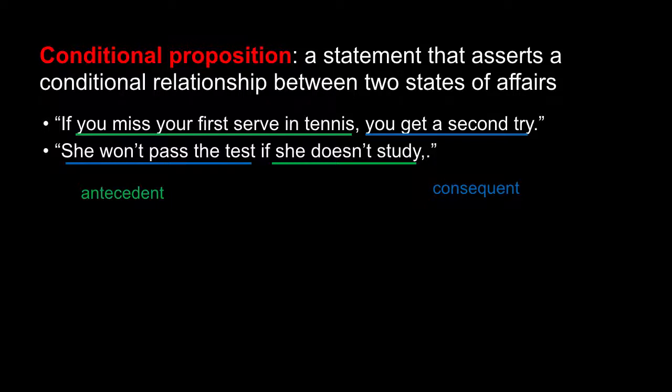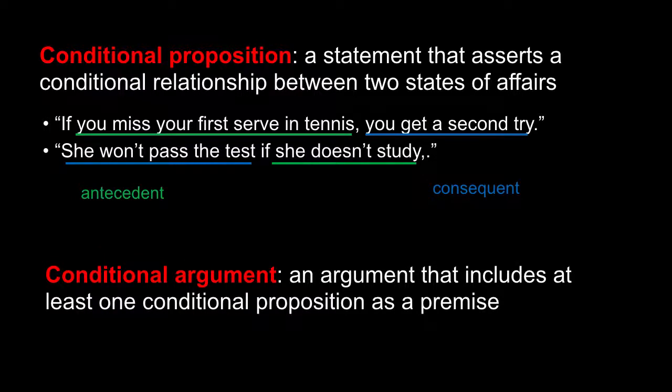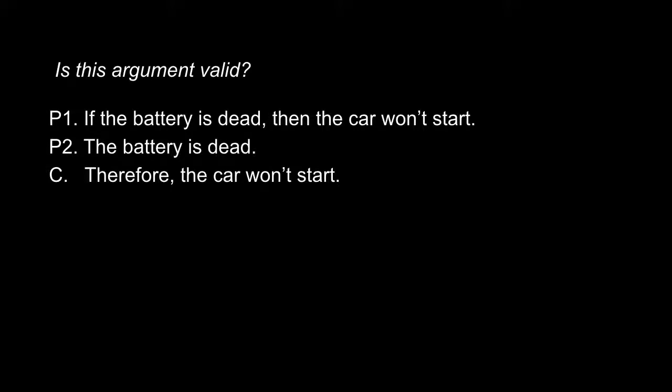And so now let's talk about what a conditional argument is. A conditional argument is simply an argument that includes at least one conditional proposition as a premise. For example, consider this argument. Premise 1, if the battery is dead, then the car won't start. Premise 2, the battery is dead. Conclusion, therefore, the car won't start. It's a conditional argument because premise 1 is a conditional proposition.